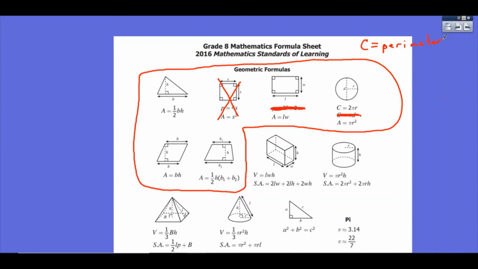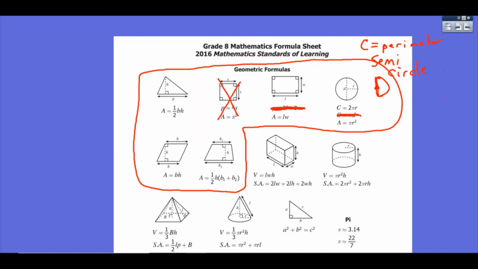Now, I'm going to do my best to draw a semicircle. I'm not sure if I can do it or not, but I'm going to try. All right, let's pretend that that is a semicircle. I know it's not a good one, but I tried. So I'm going to label it semicircle.